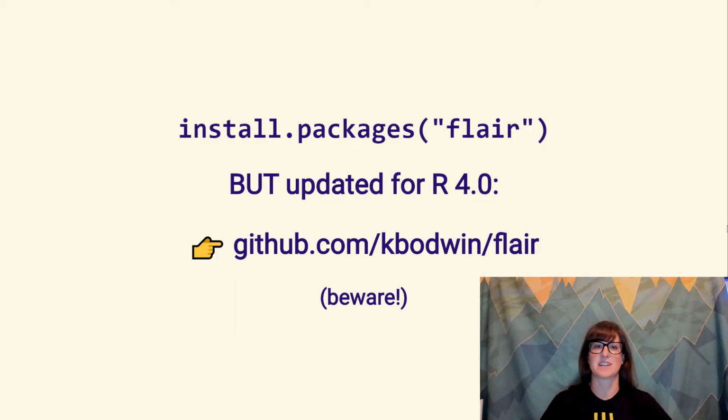So the Flair package is on CRAN. You can get to it with install.packages. It doesn't play nice with R 4.0. Pro tip, don't write a package right before a major release. The version on GitHub, the developer version, does play nice with R 4.0, but there are some other little quirks that it's doing right now, so I'll just say beware. Install the CRAN version, or if you're using 4.0, try out the dev version, but be warned that there might be some pitfalls there that I'm not aware of.